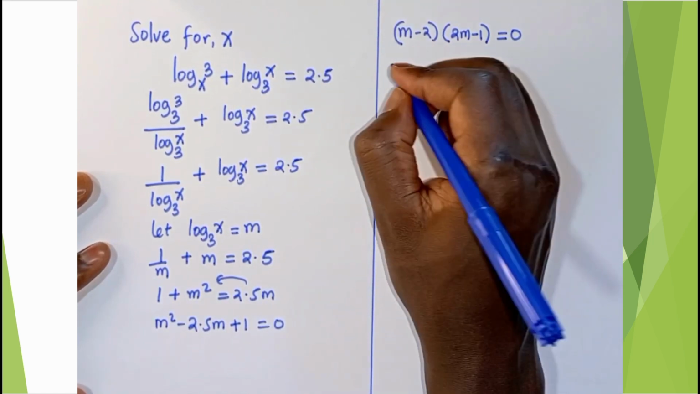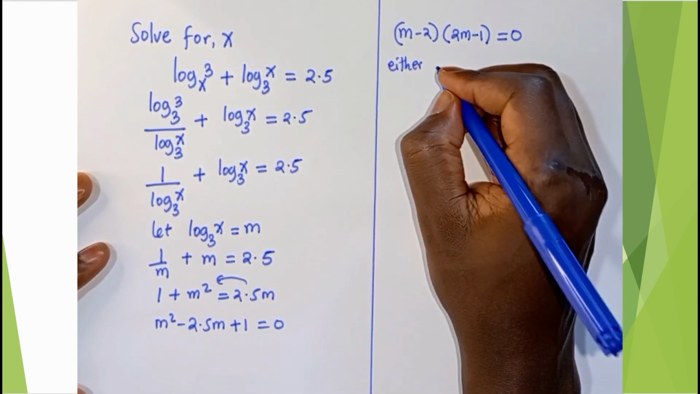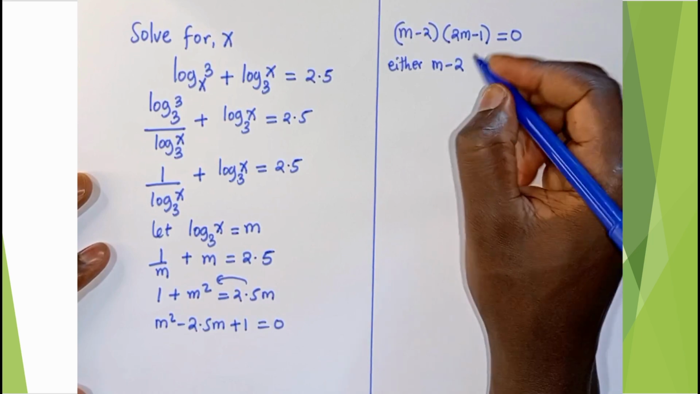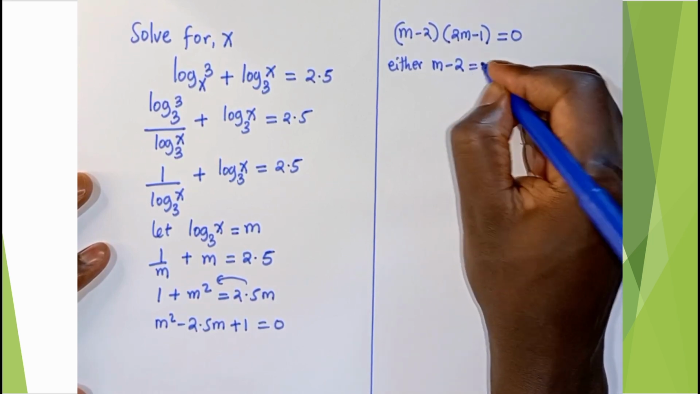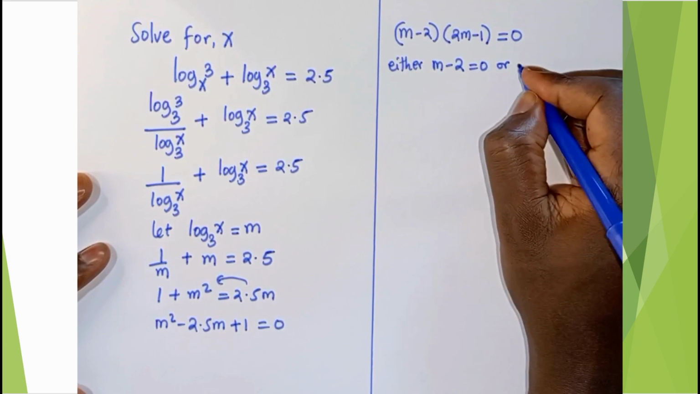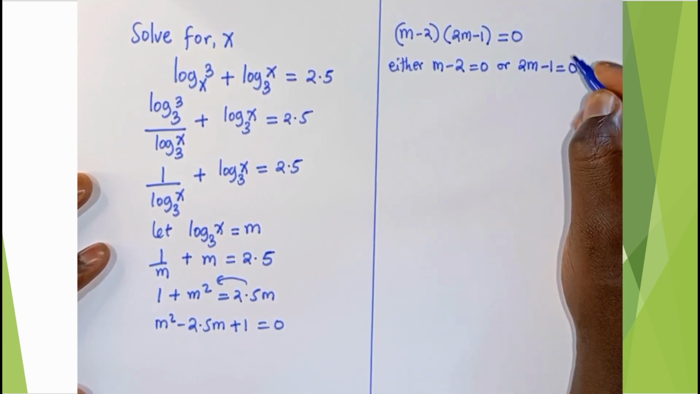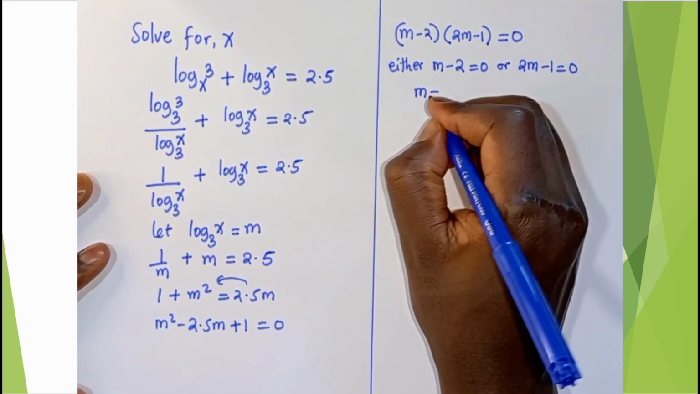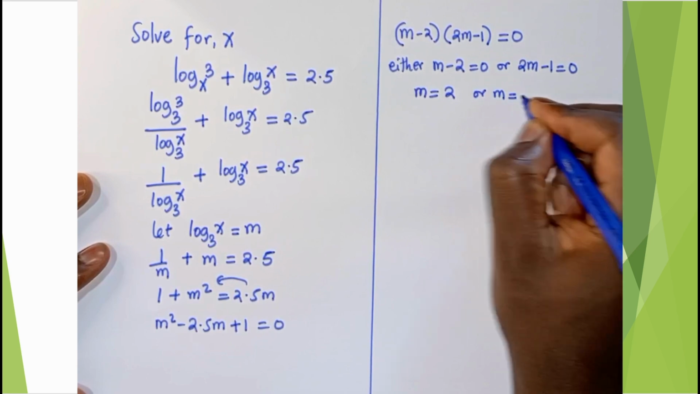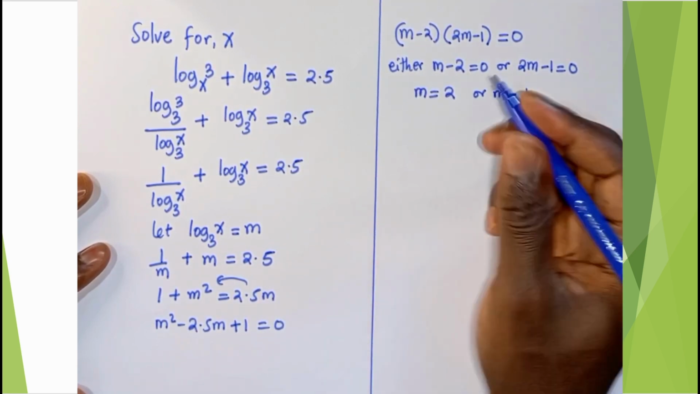So either m minus 2 is equal to 0, so you equate the one or the other, or 2m minus 1 is equal to 0. Now our m is either 2 or our m is half. Now when we get our m, we can go ahead and get the logarithms.